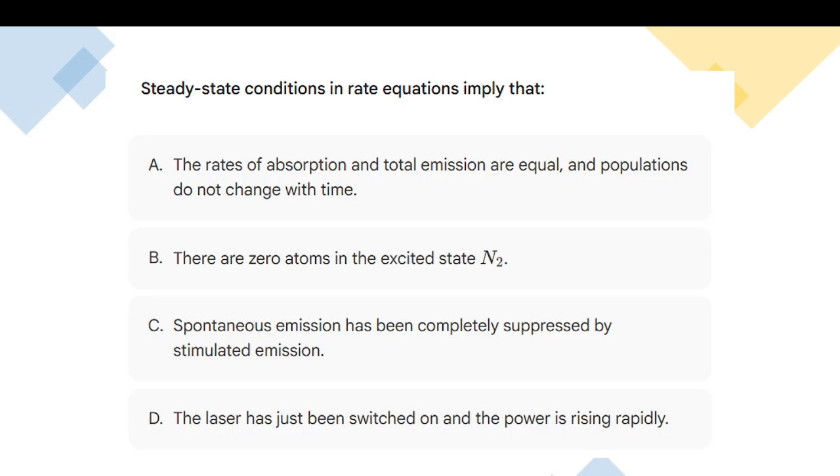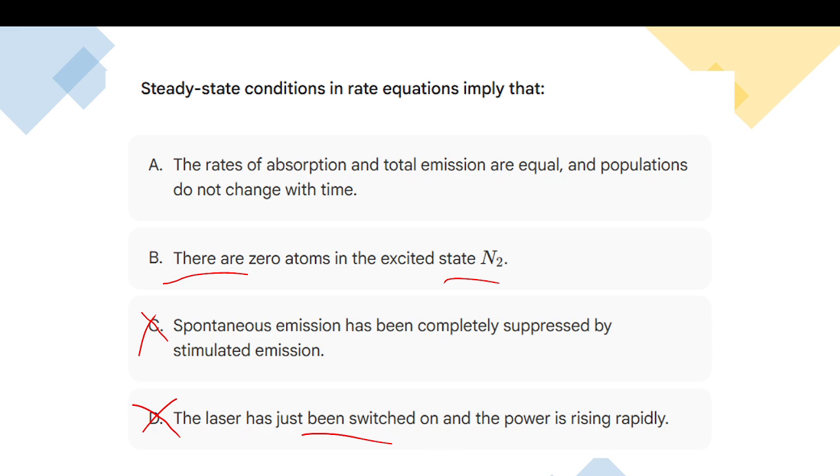So we are in the last of the session. As you can see here, the steady state condition in rate equations implies that the rate of absorption and total emission are equal and populations do not change with time. There are zero atoms at the excited state N2. Spontaneous emission has been completely surpassed by stimulated emission. The laser has just been switched on and the power is rising rapidly. So these all are incorrect.